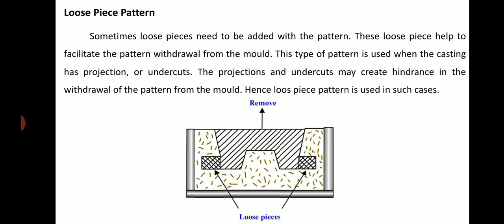Loose piece pattern. Sometimes loose pieces need to be added with the pattern. These loose pieces help to facilitate the pattern withdrawal from the mold. This type of pattern is used when the casting has projections or undercuts. The projections and undercuts may create hindrance in the withdrawal of the pattern from the mold. Hence, loose piece pattern is used in such cases.